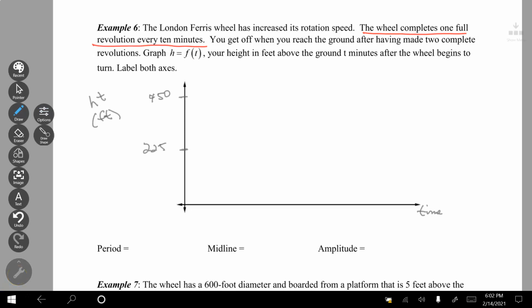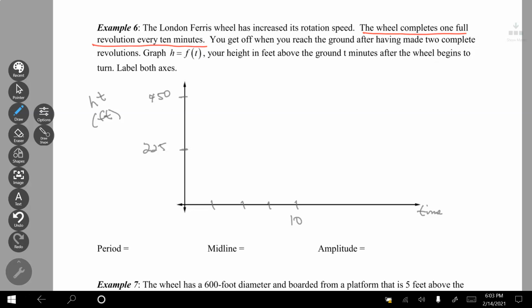So I marked the y-axis. The only thing I'm going to do is mark the x-axis. I'm not going to mark off 10 tick marks for the 10 minutes. I'm going to mark off 4 tick marks: 1, 2, 3, 4, and the 4th tick mark will always be whatever the period is. In this case, it's 10 minutes for a revolution, so it's 10.